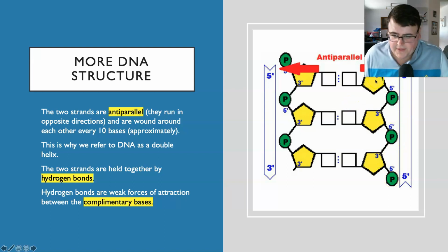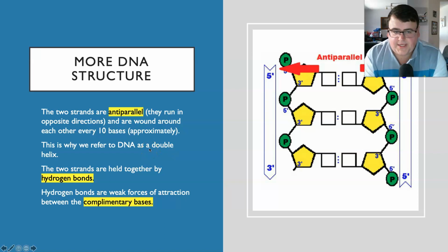The reason for that is so that we can actually get these bases on the same side, and they can bond together. We'll talk about why they have to be like that, and these 3 dots and 2 dots will make sense in a second.